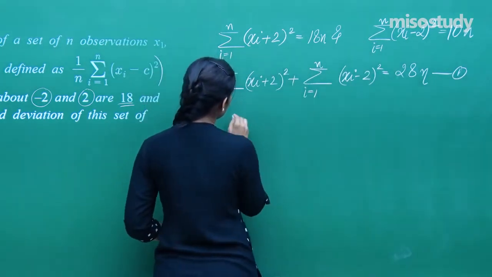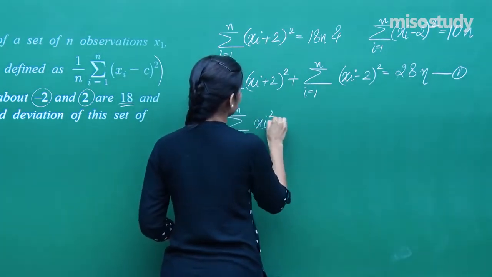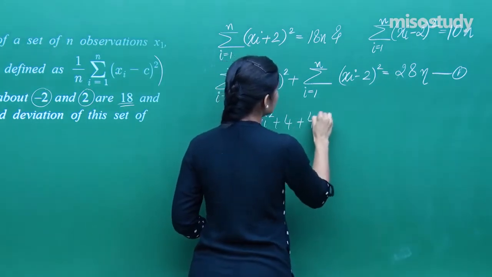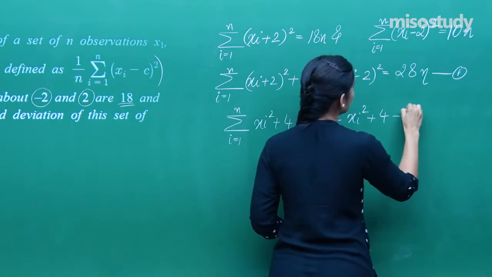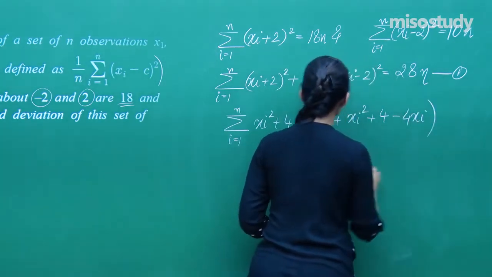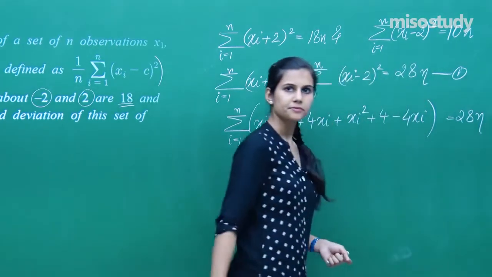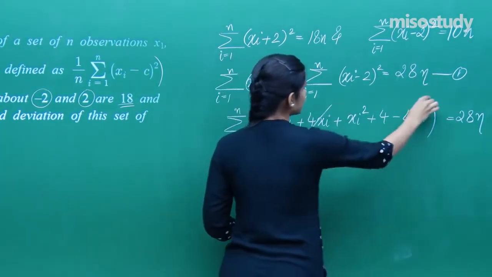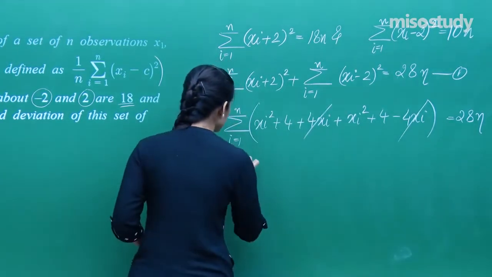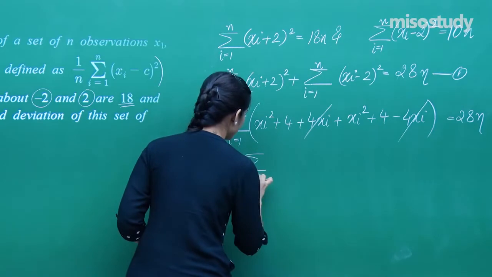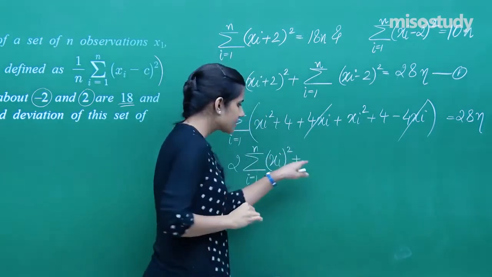When you actually add, there is just one single summation. You get xi square plus 4 plus 4xi plus xi square plus 4 minus 4xi is equal to 28n. This gets cancelled, you are left with 2xi square plus 2 times 4. This gives you twice of summation i running from 1 to n (xi square plus 4).